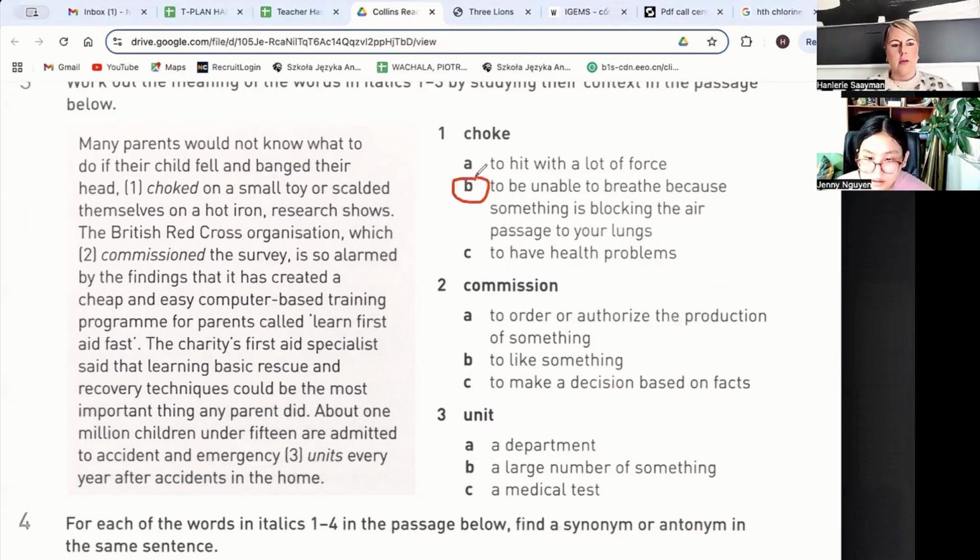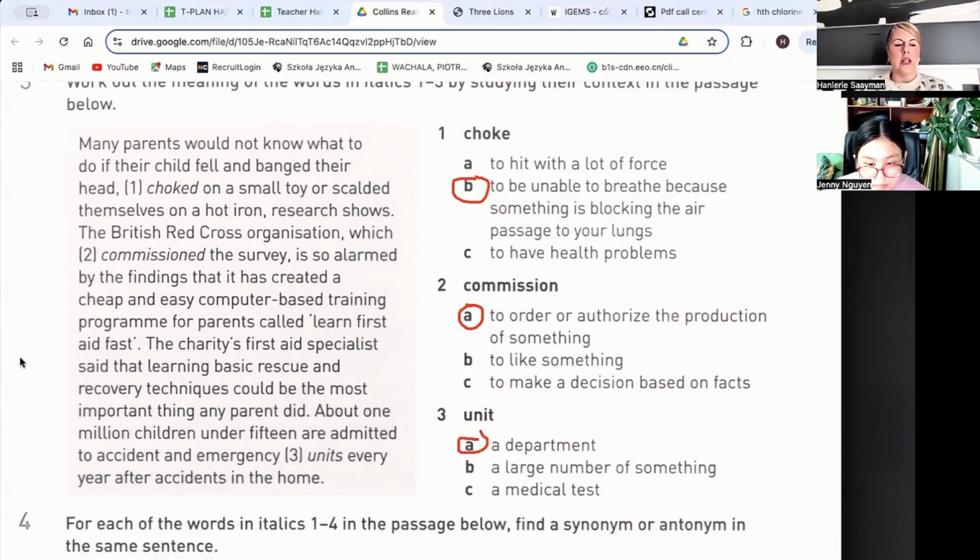To authorize the production of something, I guess. The British Red Cross organizers, which commissioned the survey, is so alarmed by the findings, okay? Does A. And then the unit? To me, it sounds like A. It's A. Yes. Well done, Jenny.